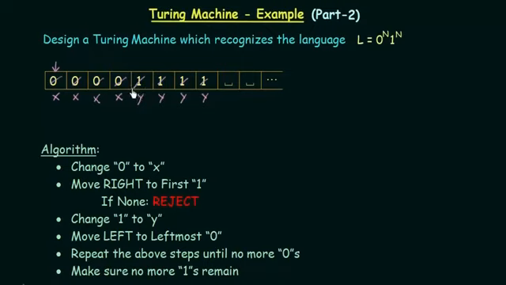When you are doing this, suppose you find a 0, and when you go searching for the 1, if you don't find a 1, then you will reject. That means the number of zeros is not equal to the number of ones. So in that way you can find if the number of zeros and number of ones are the same. So this is the algorithm that we need to follow.